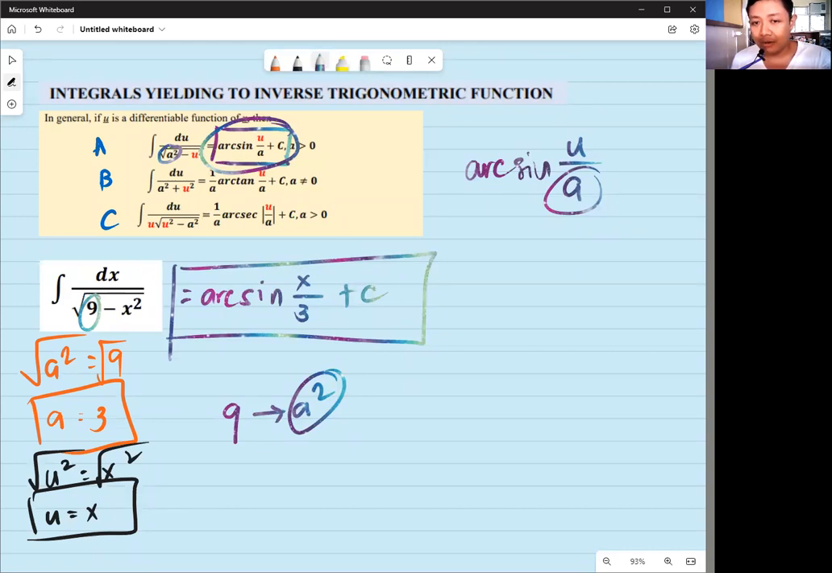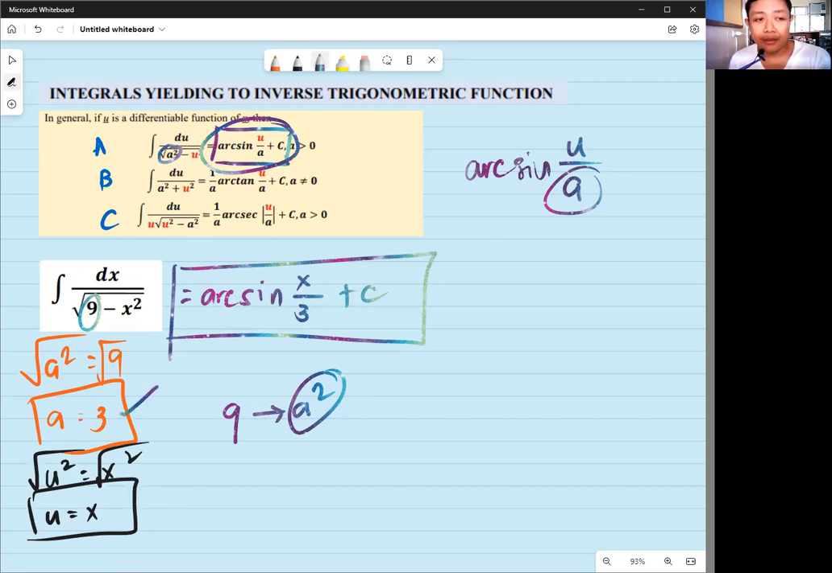How will you solve for the value of A if your given is A squared? Sige nga, type the answer in the chat box. Okay, correct. We need to get the square root. So by getting the square root, we will end up with just the value of A, which is, in this case, 3.